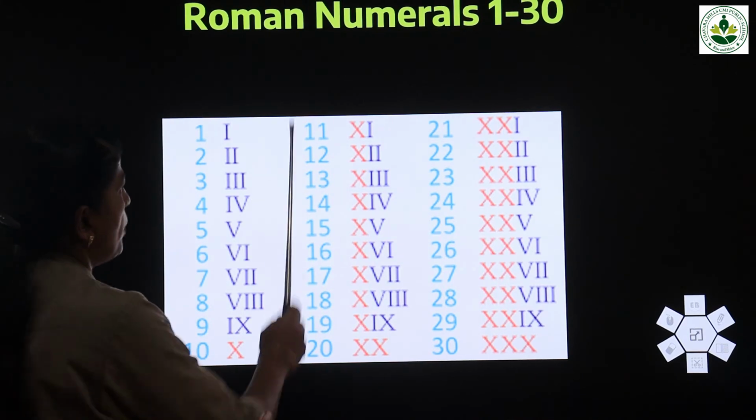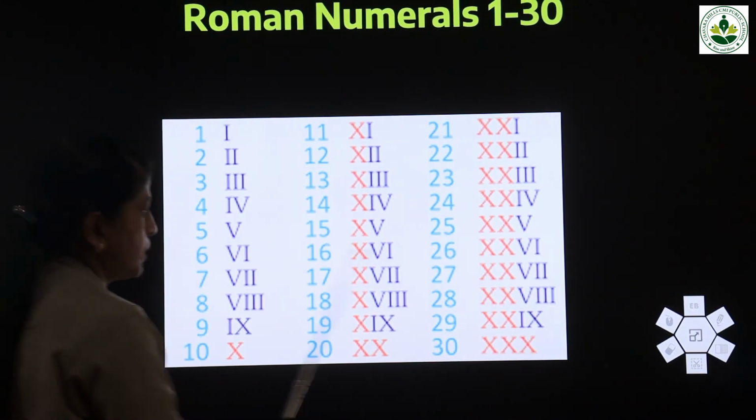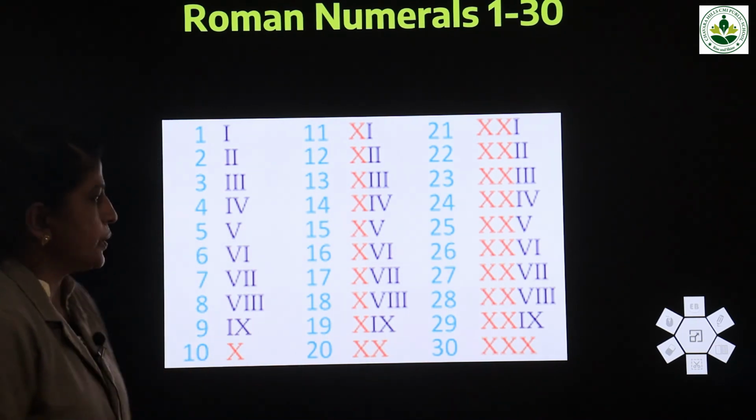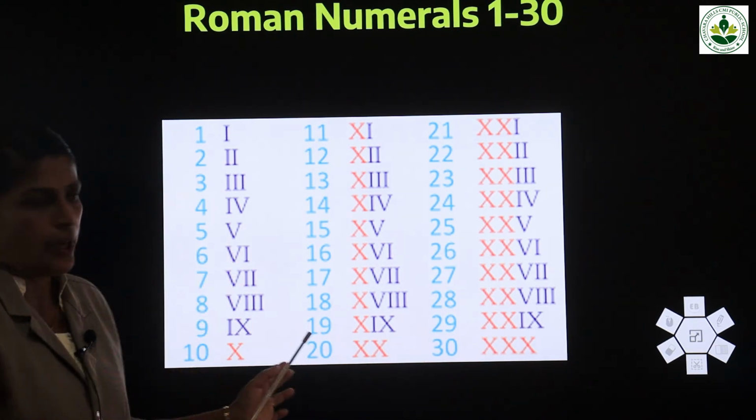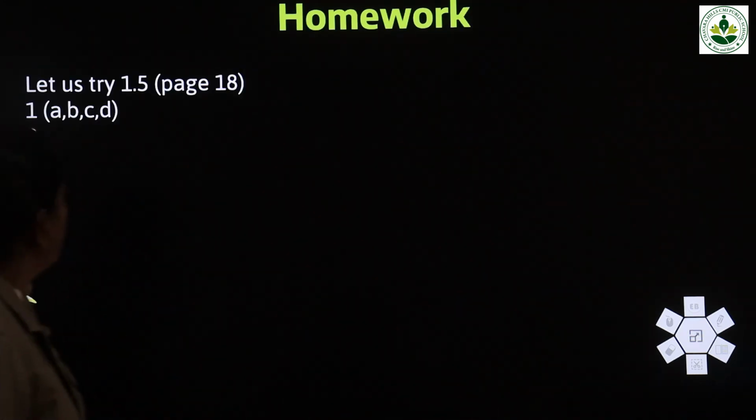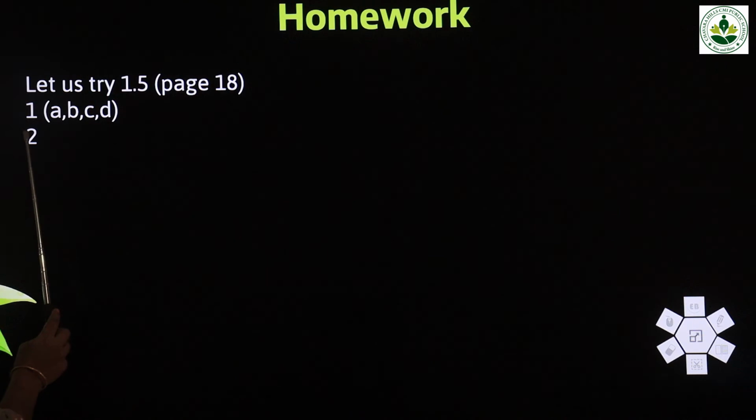Here are some Roman numerals up to 30. How do we write the numbers 1 to 30 as Roman numerals? You have to write that in your notebook. Then there is some homework. Let us try 1.5, question number 1, ABCD, and question number 2.